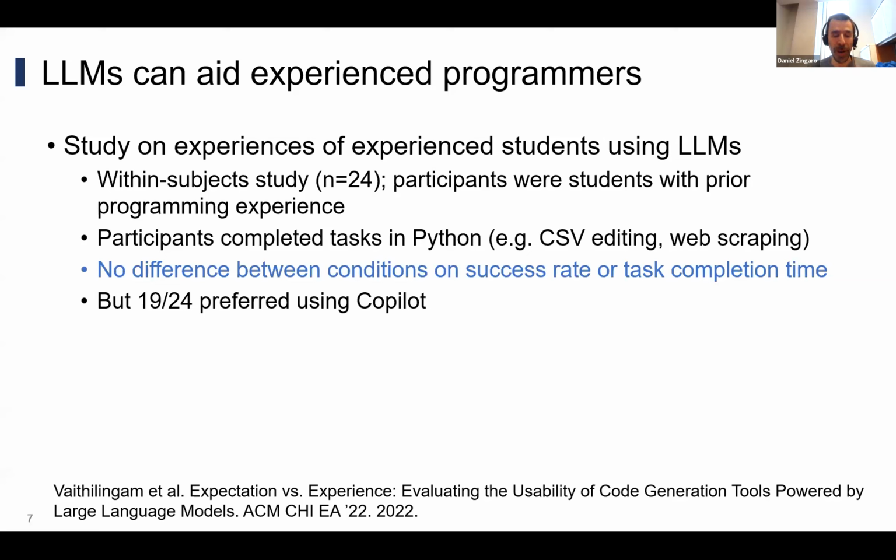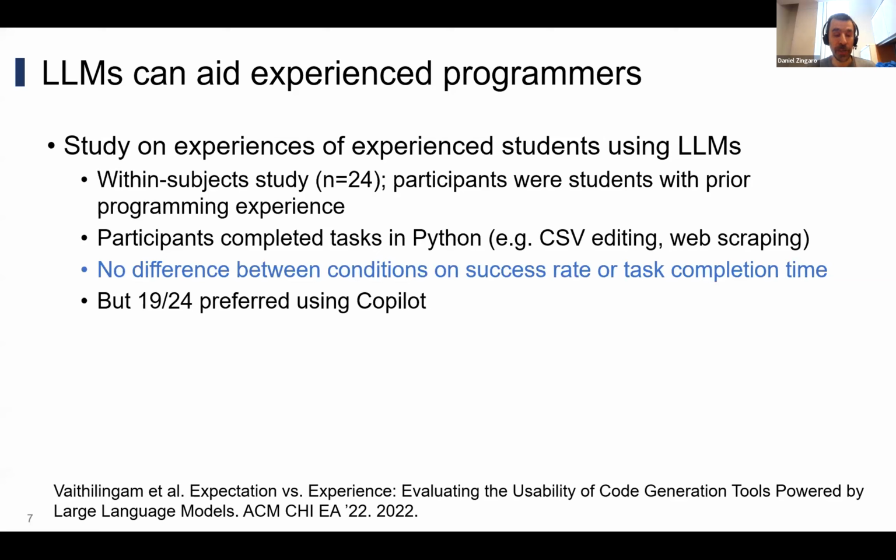That means each participant completes 2 Python tasks. So one without Copilot, they're just using IntelliSense, which is built into VS Code. And the other group is using Copilot. And like I said, there's no difference between conditions this time on success rate. But there are still positive outcomes.